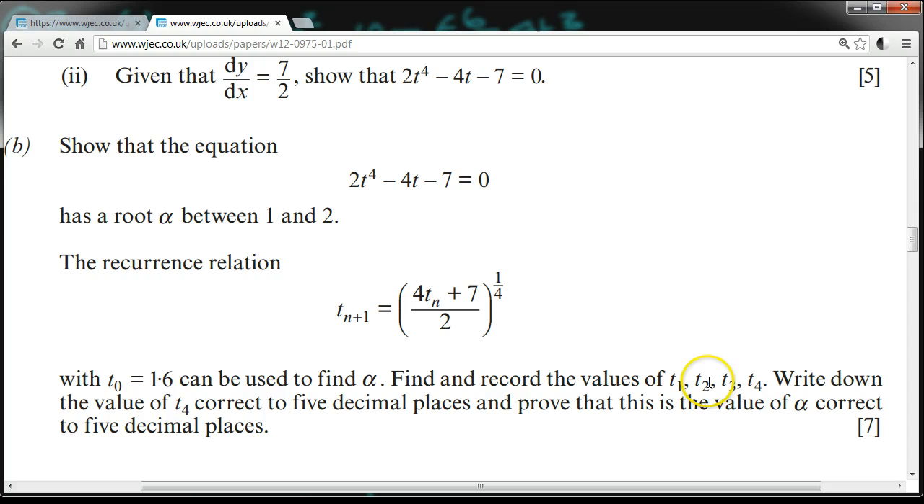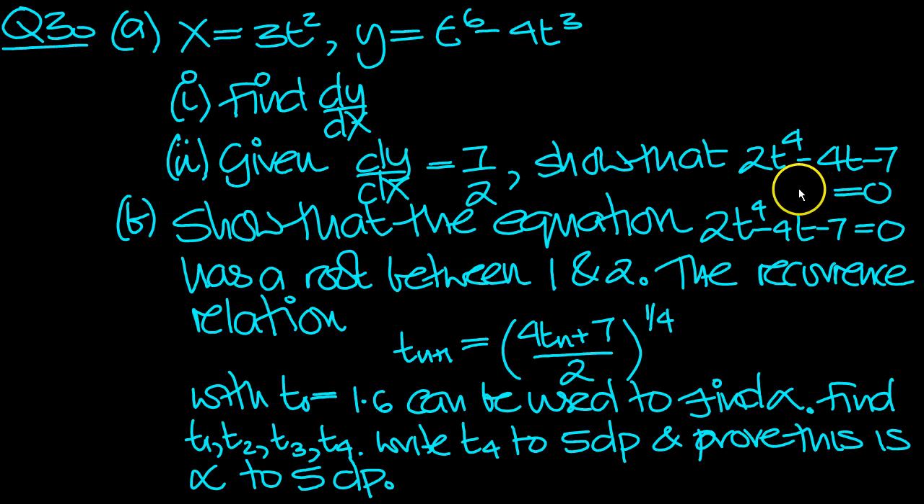Find and record the values t1, t2, t3, t4. Write down the value of t4, correct to 5 decimal places, and prove that this is the value of alpha, correct to 5 decimal places. So there's the question then. Let's have a look at it.